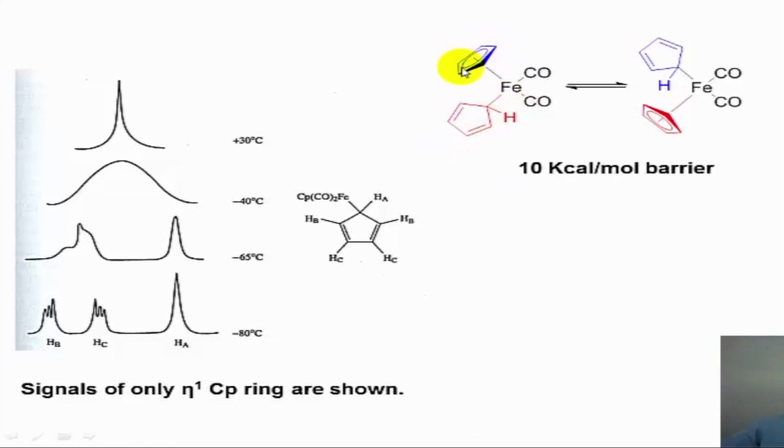All the 10 hydrogens, 5 of them in this particular ring and 5 of them in this particular ring, will come as a singlet. In fact, it does so at room temperature as a sharp singlet for this one. And the rest of the spectra are measured at low temperature. When the rearrangement is considerably slowed down, one should see separate signals for this hydrogen, these two hydrogens, and those two hydrogens separately. In fact, only the eta 1 Cp ring signals are shown here. HA, HB, HC correspond to this one being HA, this one HB, and this one HC. Three sets of signals are seen here.